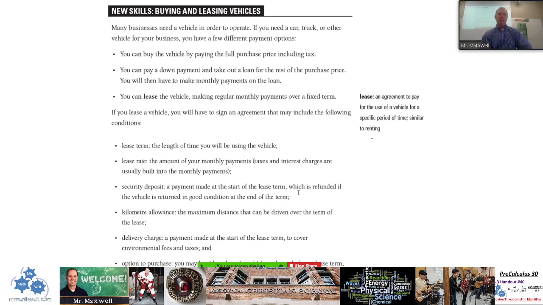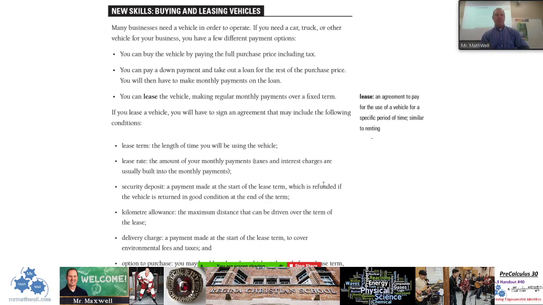Security deposit, you guys know about security deposits. You pay something at the beginning, and then if you return it in good shape, you get your deposit back. If you return it and it's all scuffed up and broken or dented or whatever, then they'll say, sorry, you don't get your deposit back because you wrecked the car, and we need that to fix it.